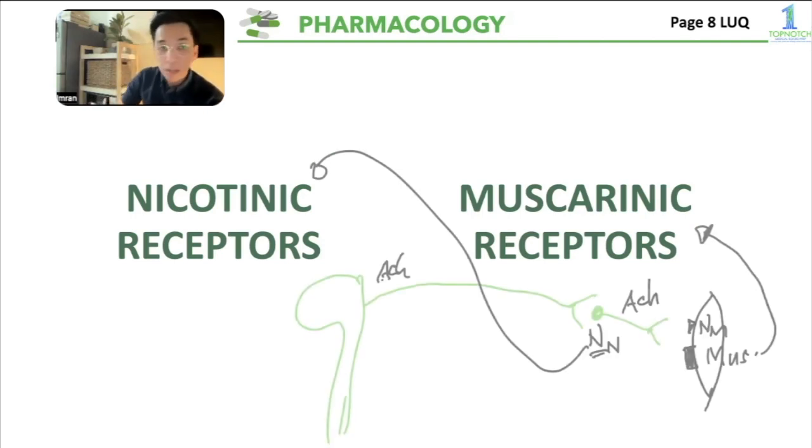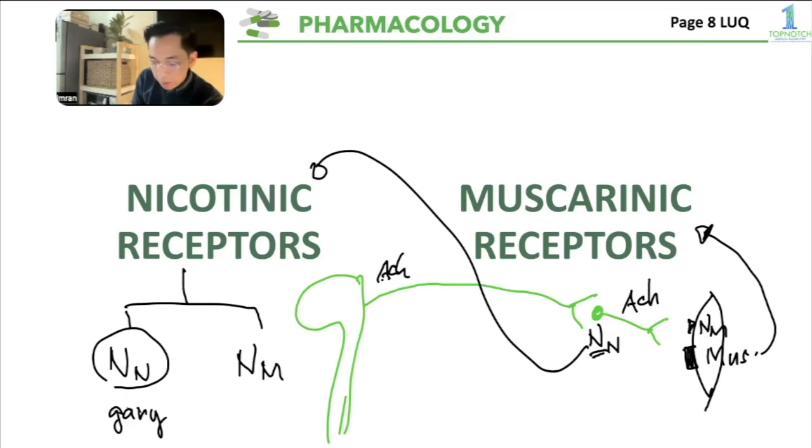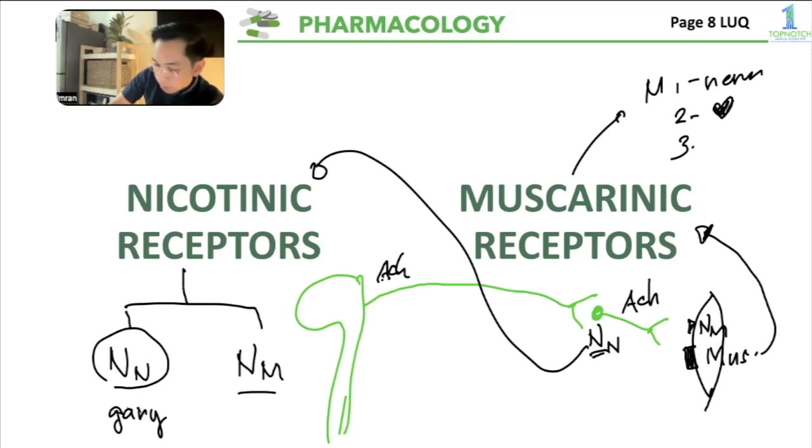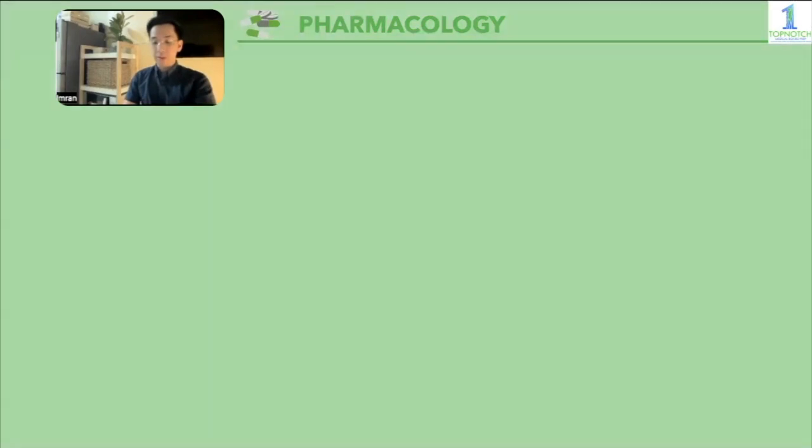Next, your nicotinic receptors, sabi natin, meron tayong nicotinic neural and nicotinic muscular. Okay? Nicotinic neural, saan makikita? Sa ganglion. Nicotinic muscular, doon sa organ itself. Okay? So again, muscarinic 1, 2, 3. 1 is nerves, 2 is heart, 3 is exocrine glands. Okay? So yan yung mga different receptors natin under cholinergic nervous system.